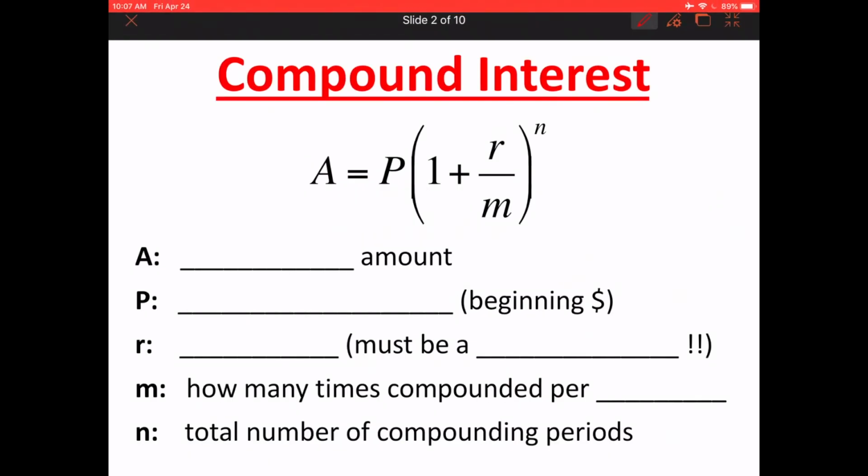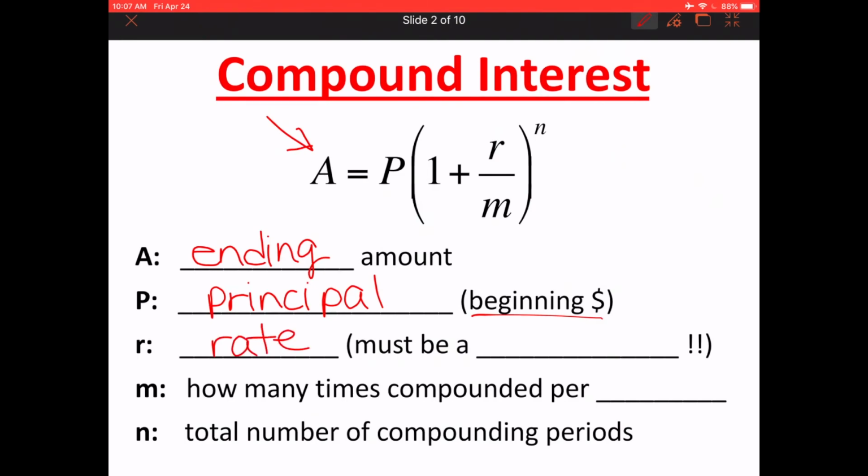The first formula that we're going to be using directly in today's lesson is the compound interest formula. Now you guys have seen this formula before. It was on your quiz, but just a reminder of what all of these letters represent. A is going to be the ending amount. P represents the principal, which is a financial term for the beginning amount. R, of course, is the rate, but please remember that the rate has to be a decimal.